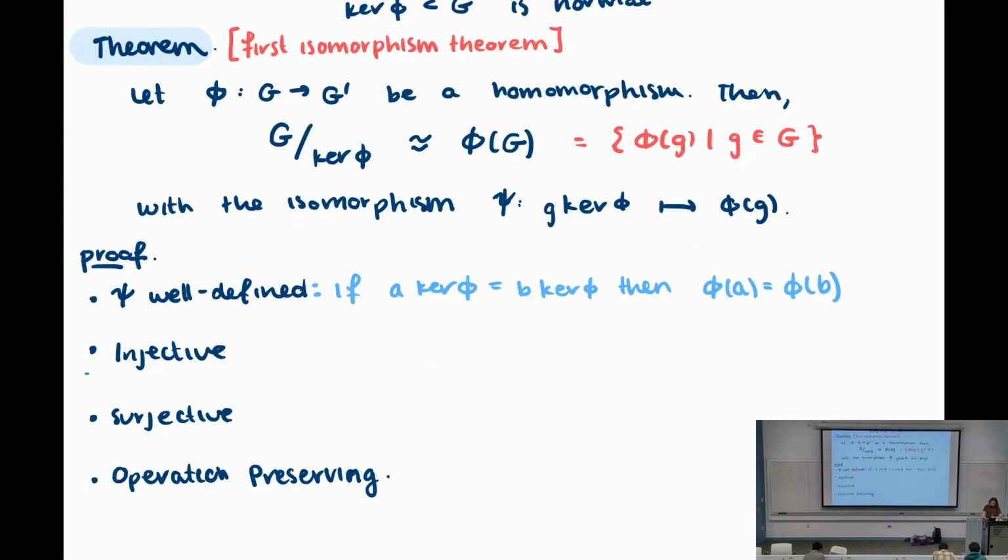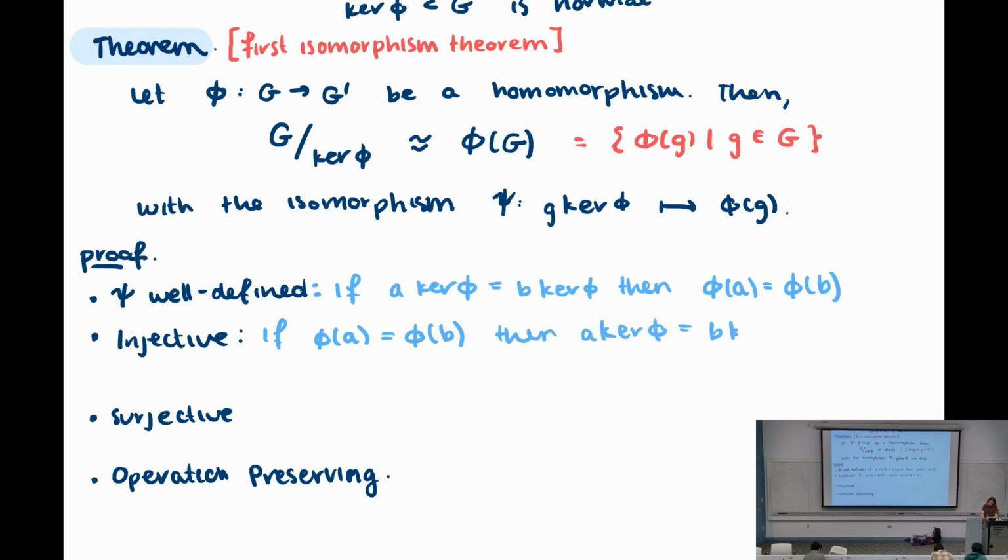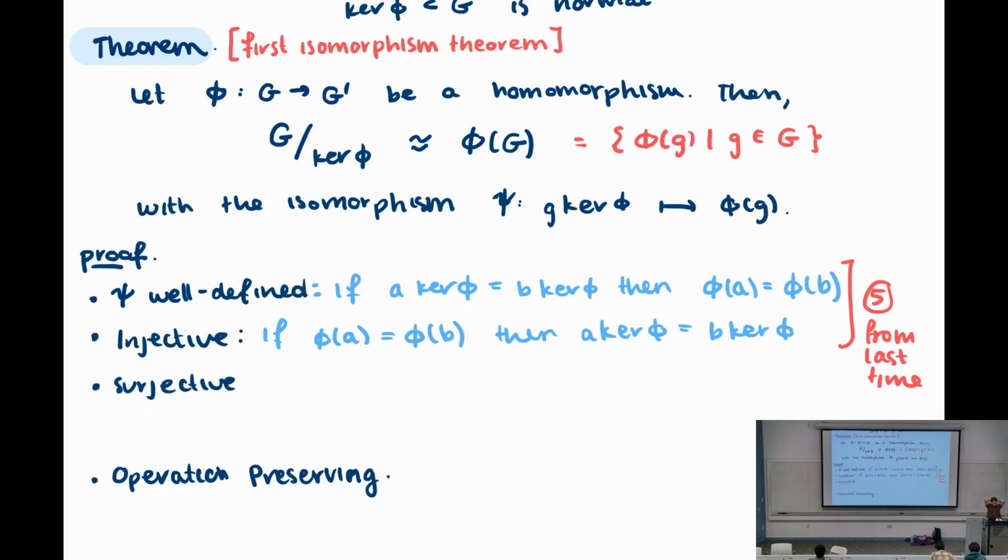Okay, and then why is it injective? So that property was an if and only if, so we also have the reverse direction. So if phi of A is equal to phi of B, then A kernel phi is equal to B kernel phi. So these are both by 5 in a theorem from last time. Okay, so then surjective is more or less automatic.